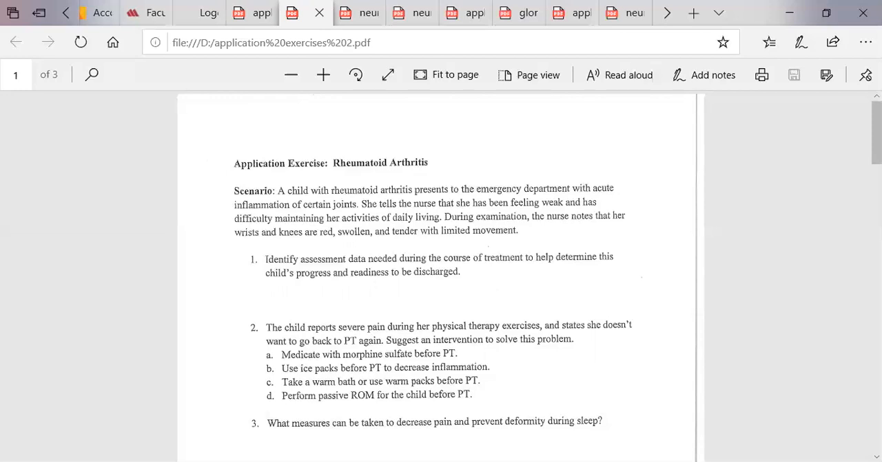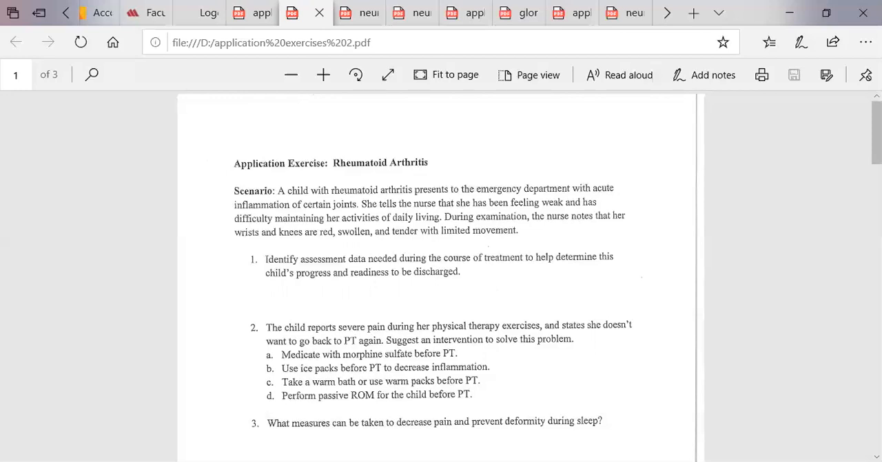All right, let's take a peek here at the case study. We got a child with RA. They're presenting to the ED with acute inflammation of certain joints. She tells the nurse that she's been feeling weak and has had difficulty maintaining her ADLs. During exam, the nurse notes her wrist and knees are red, swollen, and tender with limited movement. Identify assessment data needed during the course of treatment to help determine this child's progress and readiness to be discharged.